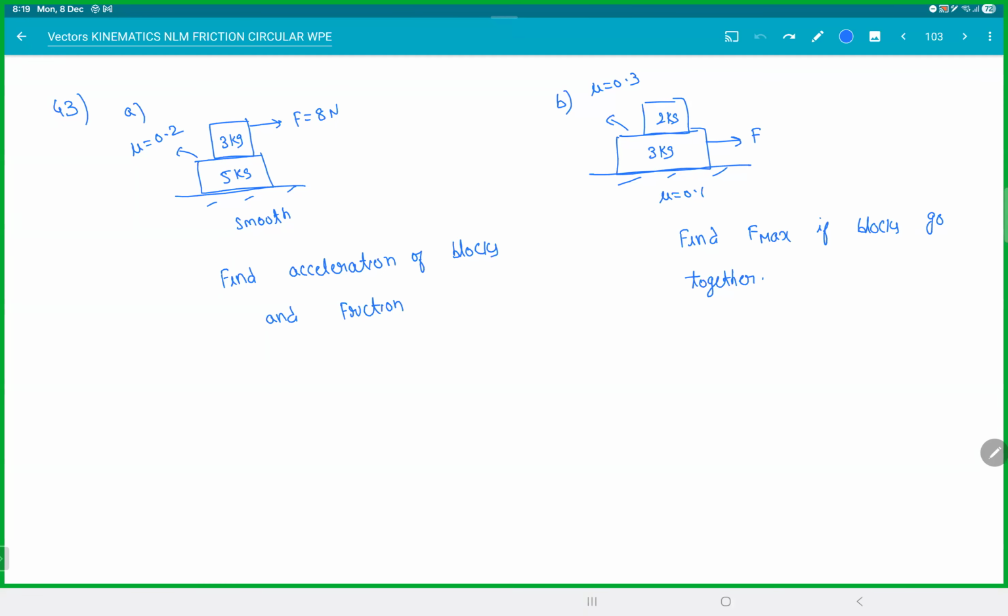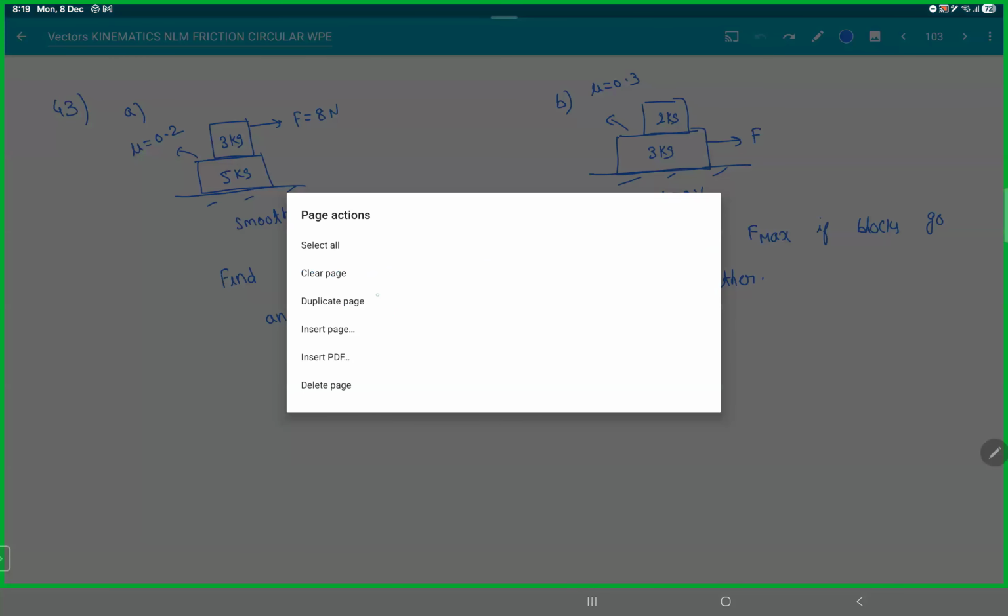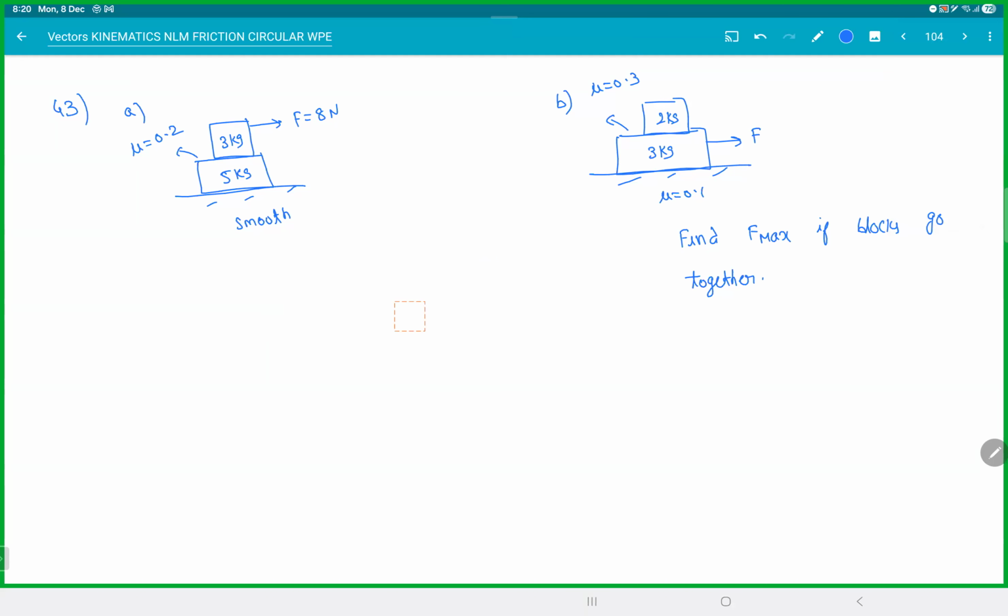So how do you do these kind of problems? Again, listen, whenever you do 2-block problems, you directly don't draw the FBDs. You start with an assumption. We will assume both the blocks are going together. Why? There's a problem. If both the blocks go together, F need not be maximum. If both the blocks slip, F is maximum. So we are confused. So whenever you see 2-block problems, always start with an assumption. Assume blocks go together.